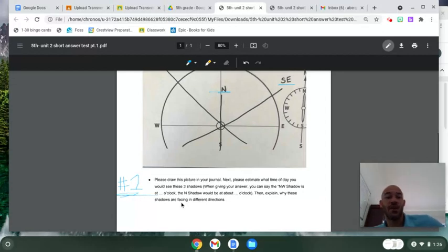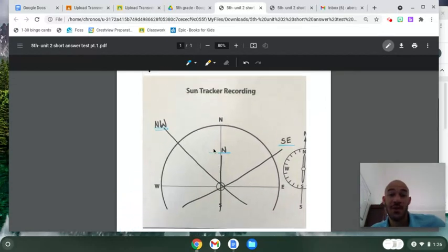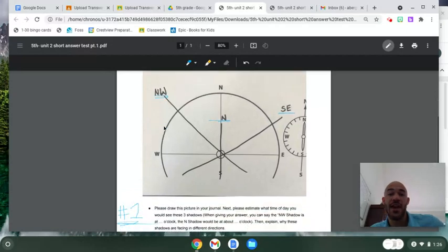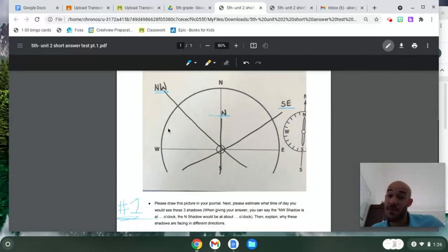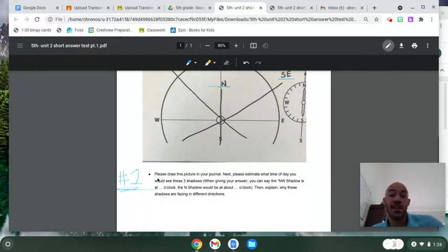Okay, so here's your question. You're going to use this sun tracker recording as a reference. First, please draw this picture in your journal. Step 1, please draw this picture in your journal. If you haven't done that, you're going to lose points.